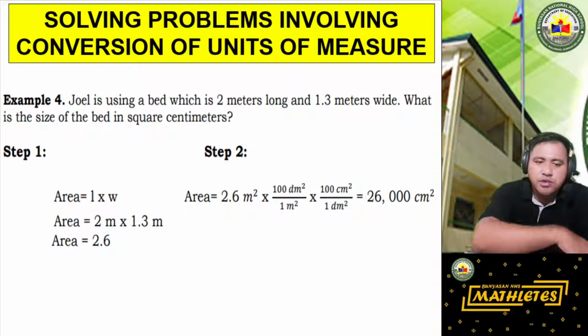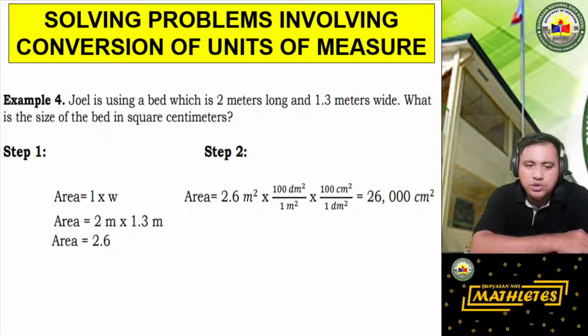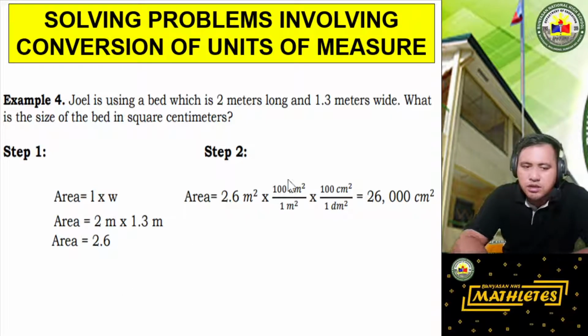So example number 4. Joel is using a bed which is 2 meters long and 1.3 meters wide. What is the size of the bed in square centimeters? So we're going to find the area of the bed. So length times width, that is 2 meters by 1.3 meters. So that is 2.6 meters squared. So the area is 2.6 meters squared.